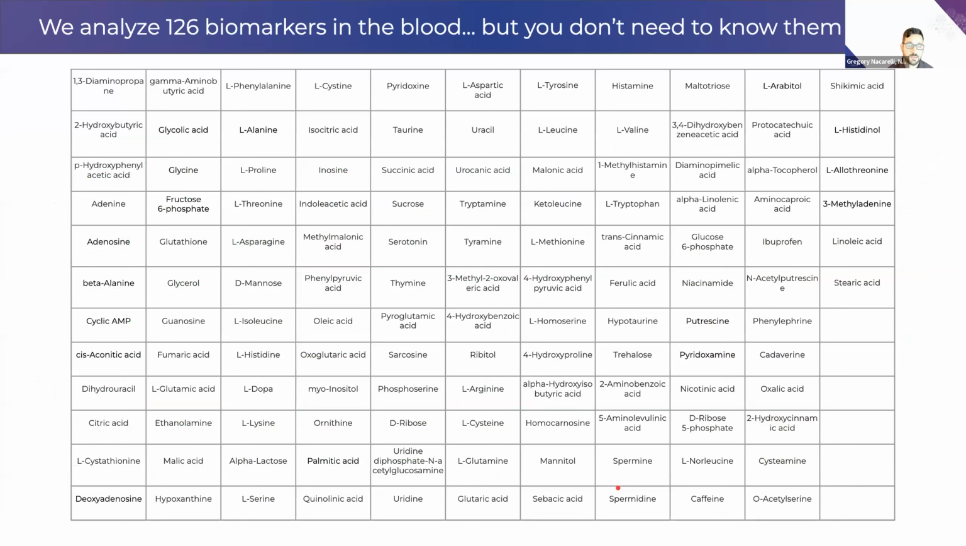These are all the metabolites that we look at. This includes various different amino acids, fatty acids, sugar molecules, DNA metabolites, some environmental metabolites as well, some nutrients.